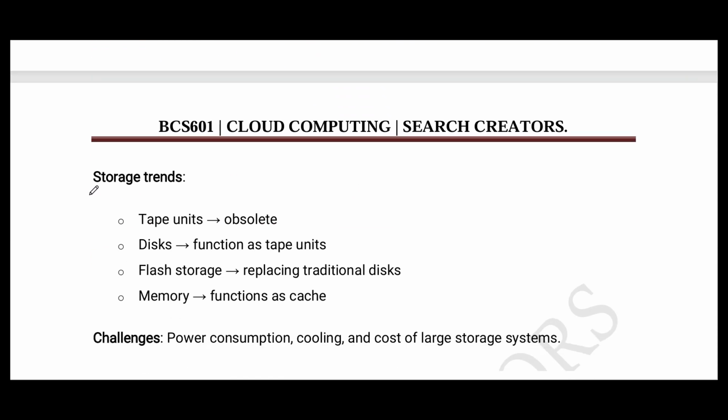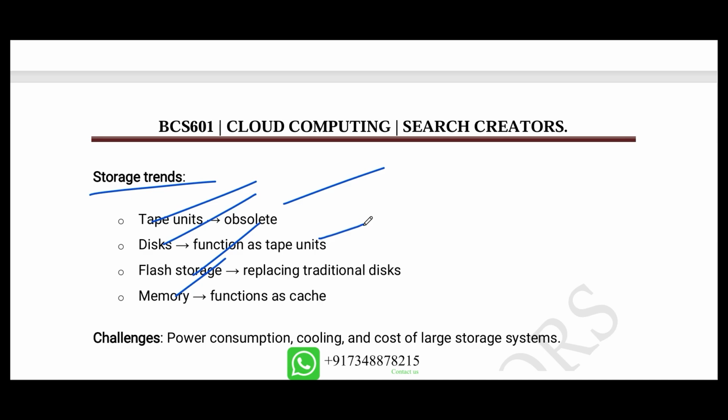Next is storage trends. Tape units are obsolete, disks function as tape units, flash storage is replacing traditional disks, and memory functions as cache. Here we can observe that tape units are obsolete, and flash storage replaces the disk. Cache, as we know, is the smallest storage of memory; whatever the system process is currently doing is stored in cache.